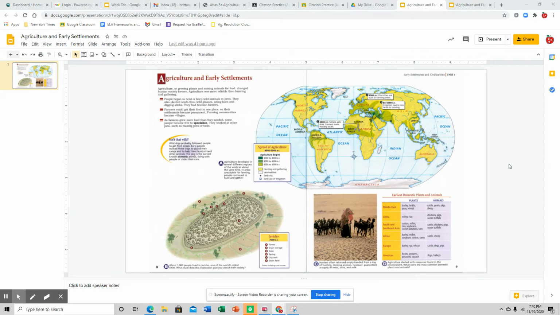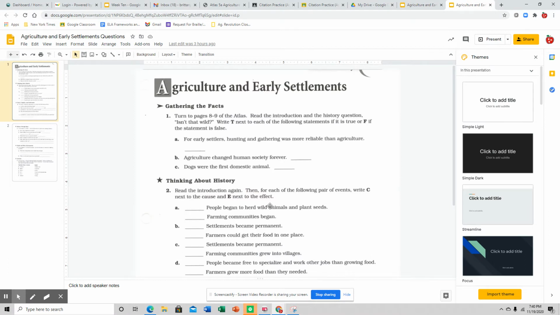You guys have done Atlas activities before. It is basically the same thing that we did all the time in sixth grade. And so here's the Atlas. Remember in sixth grade, it was those blue books. And here's the activity. So you've done this a ton of times before.